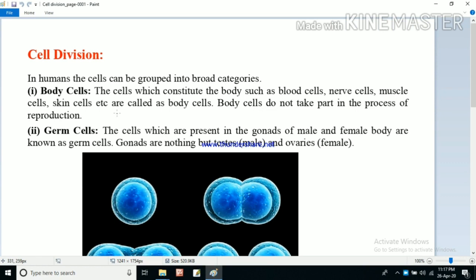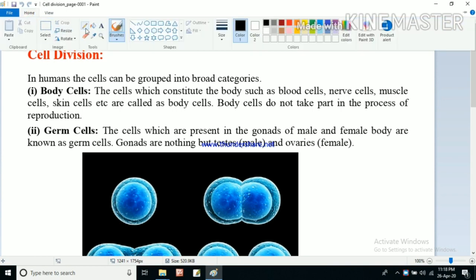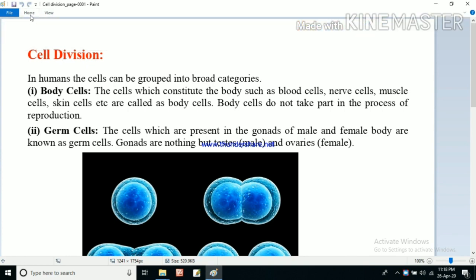Hello students, in this video we will be talking about the last concept of this chapter, that is cell division. In some books you may not get this concept, in some books it is there. So it is very important to understand about the division of cell and how the cell divides. This concept is very important, but in old books this concept is not there.